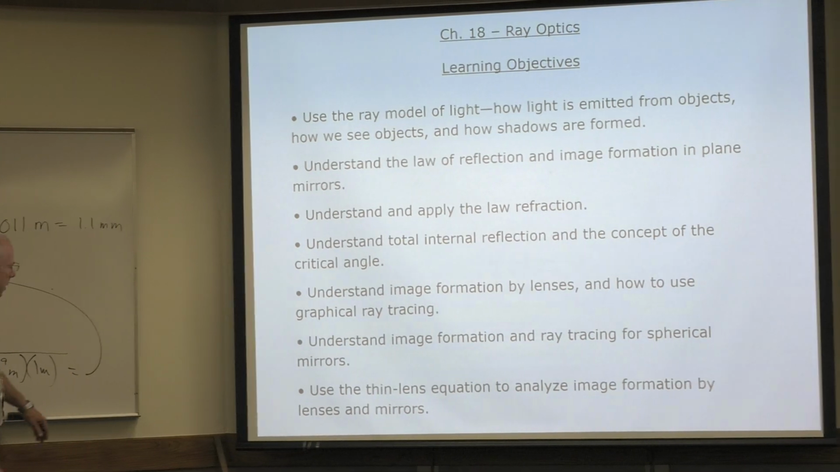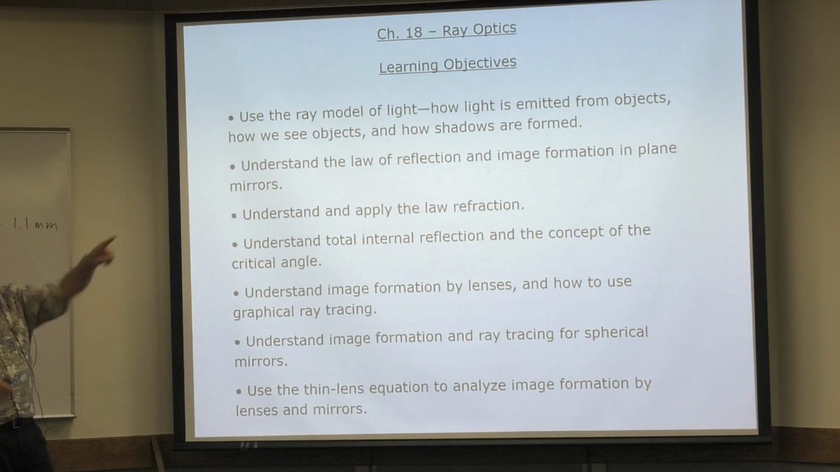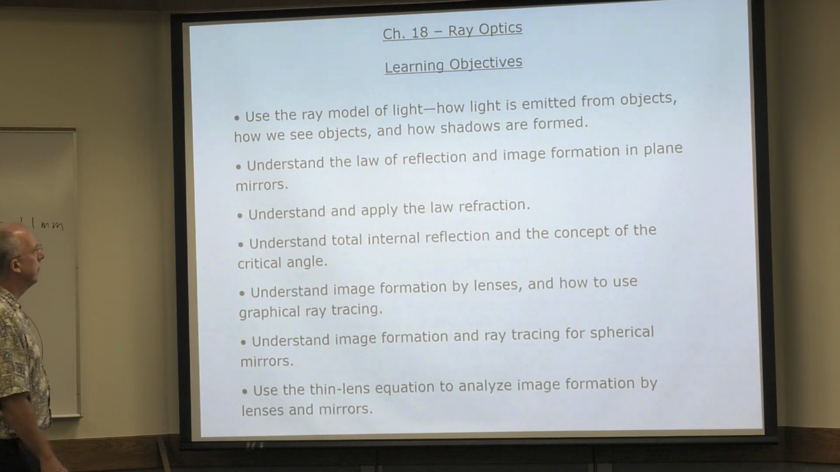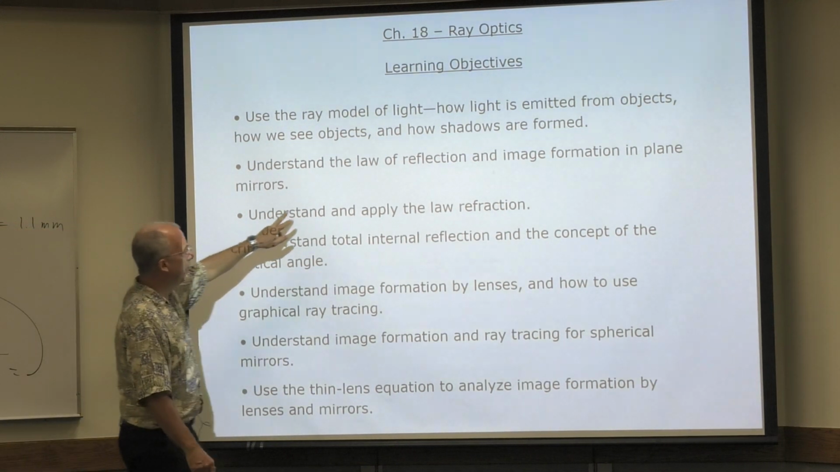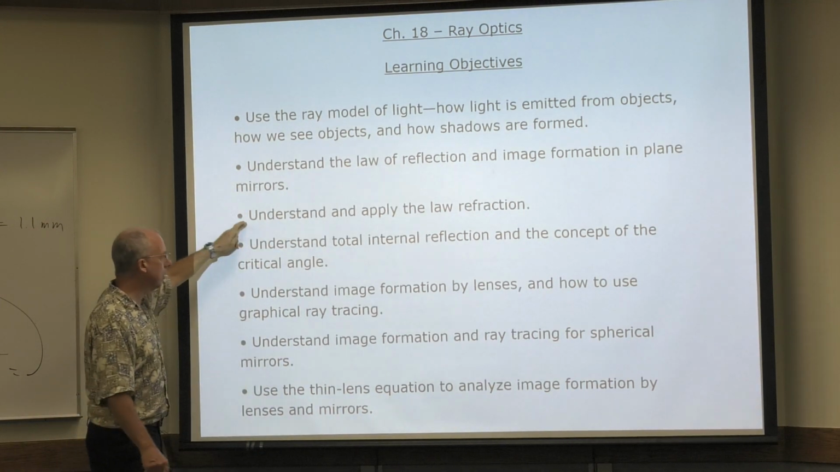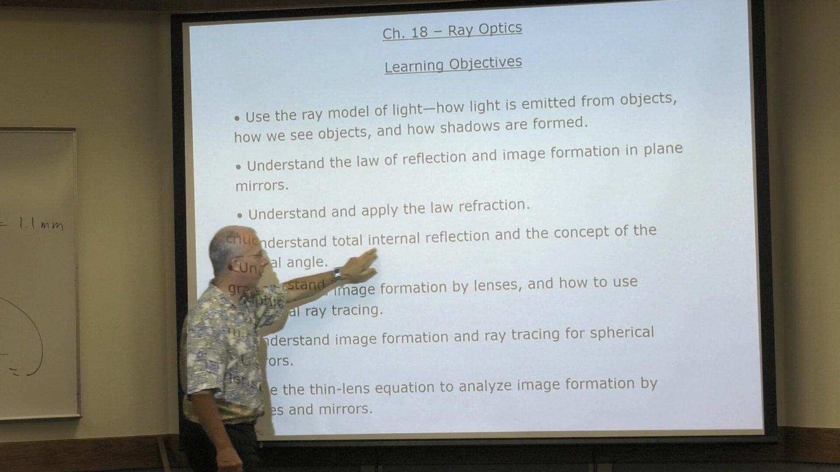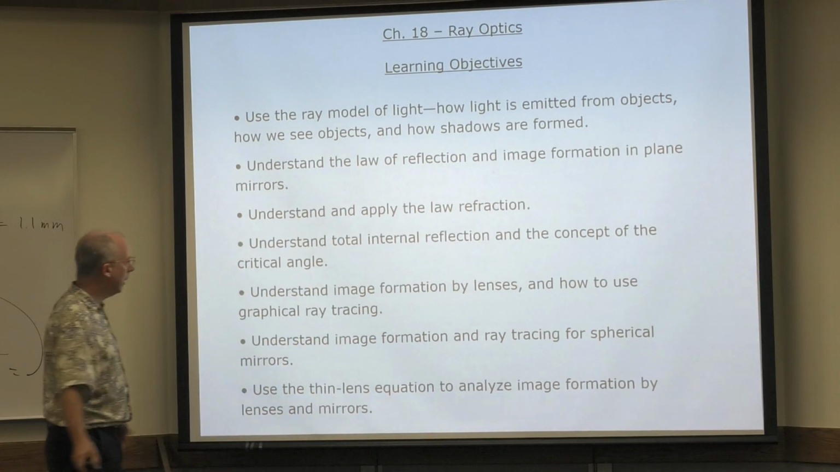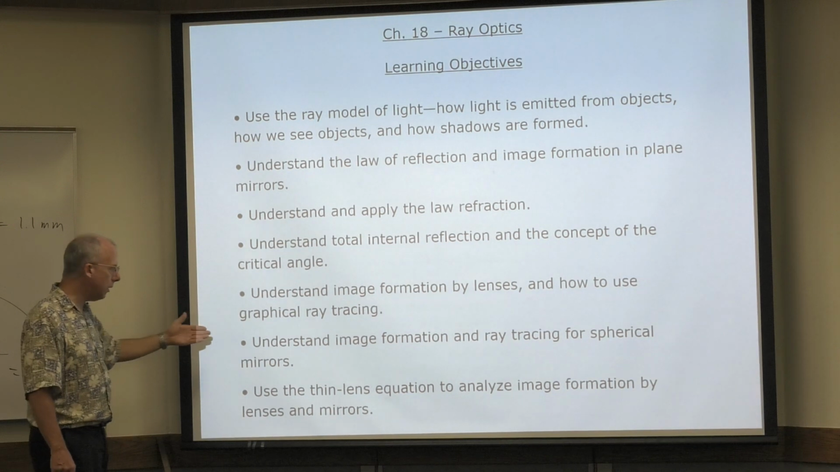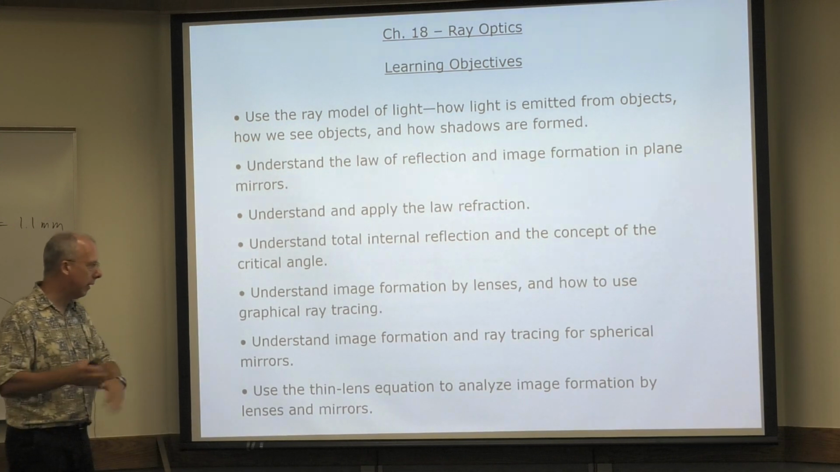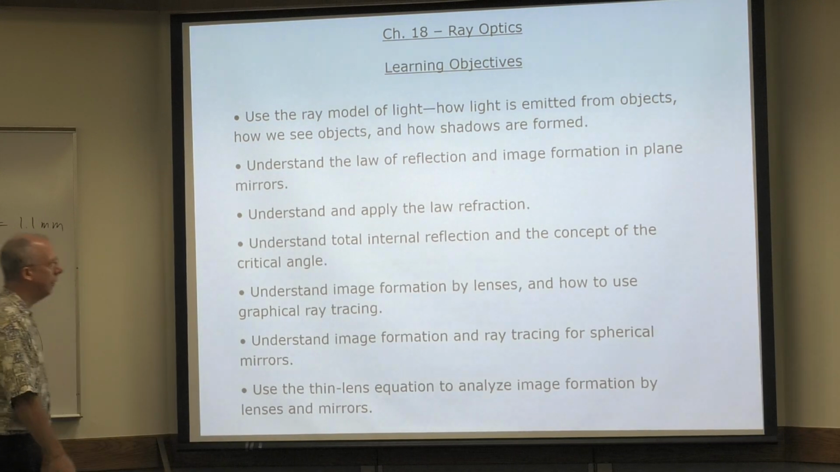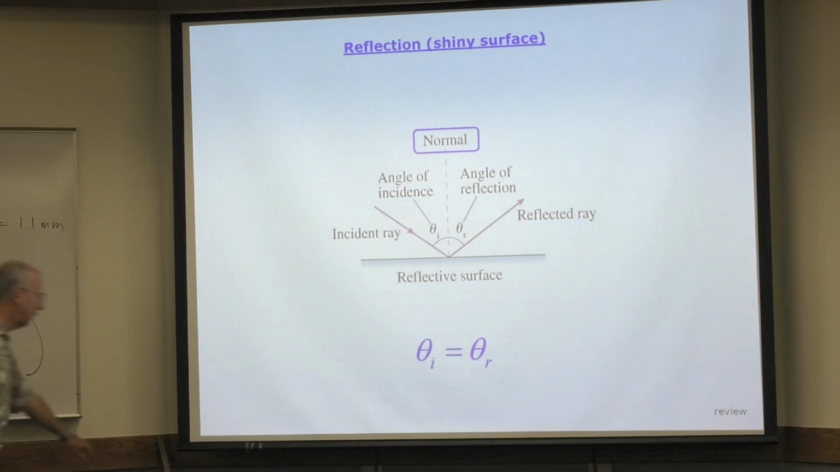All right, so we learned about the ray model of light. Go straight and everything else, all right? Law of reflection, image formation in plane mirrors, law of refraction, total internal reflection, fiber optics, how to find images with lenses, graphical and mathematical, same thing with mirrors, and yeah, we said that. Okay, so just quickly review.